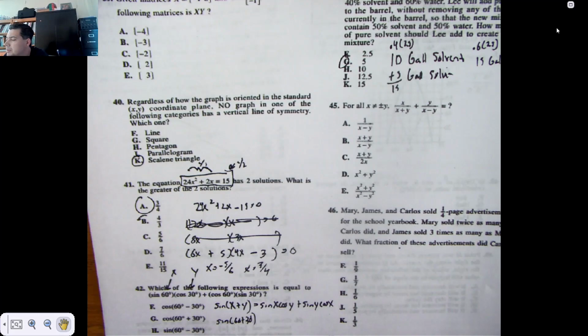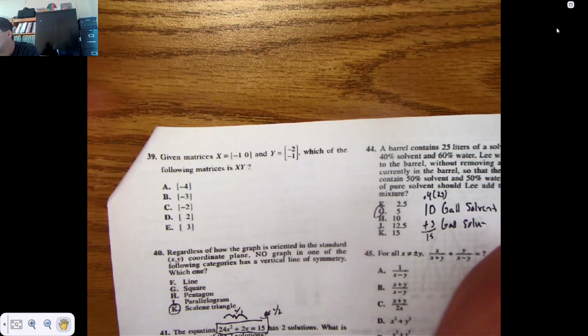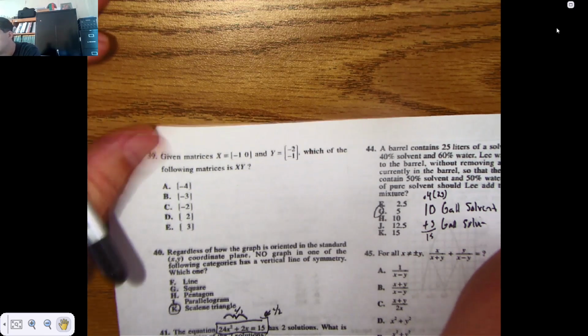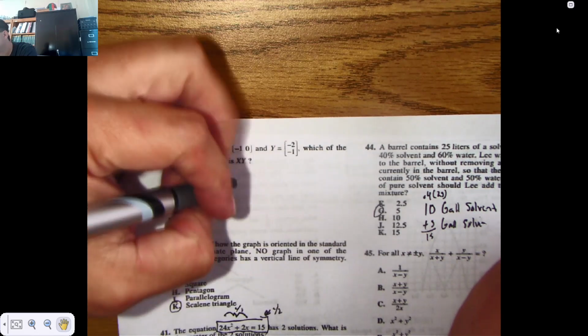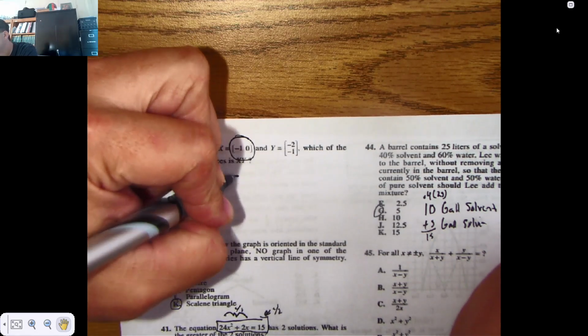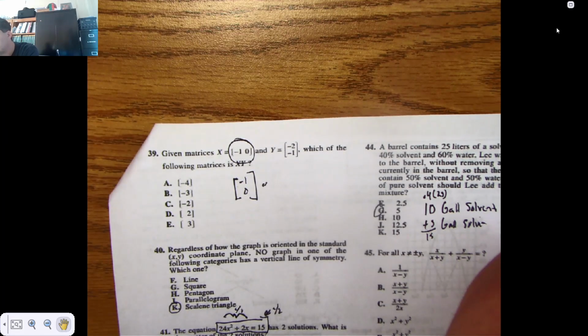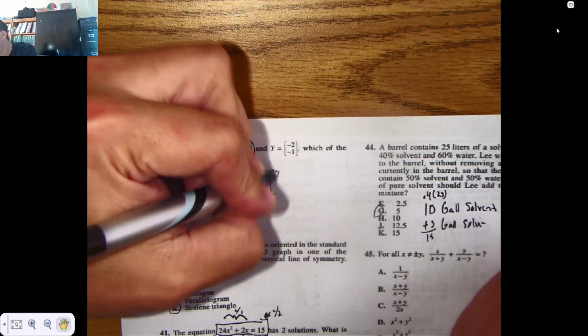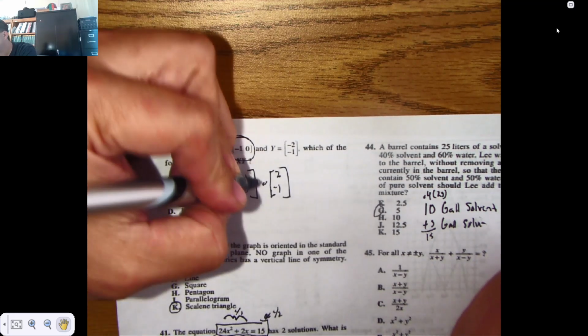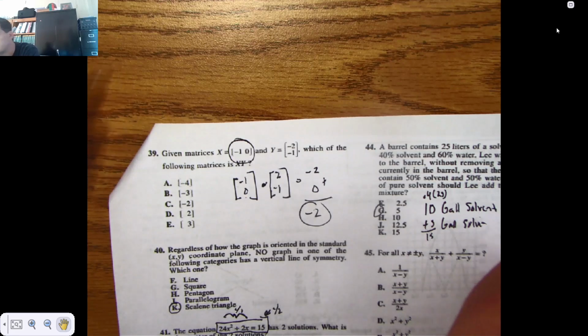Given matrices x equals [-1, 0] and y equals [-2, 1], which of the following matrices is xy? If I teach you this at all in Algebra 2, it will probably be after the end of course test, or it'll be something small that I do on the ACT stuff. It won't be a course thing. What you do is you take the first matrix and you turn it sideways. It's really easy to do when you've got one row, 2 columns. Then you multiply it by the second matrix. You literally multiply across, and then you add down. You get -2. That's the answer.